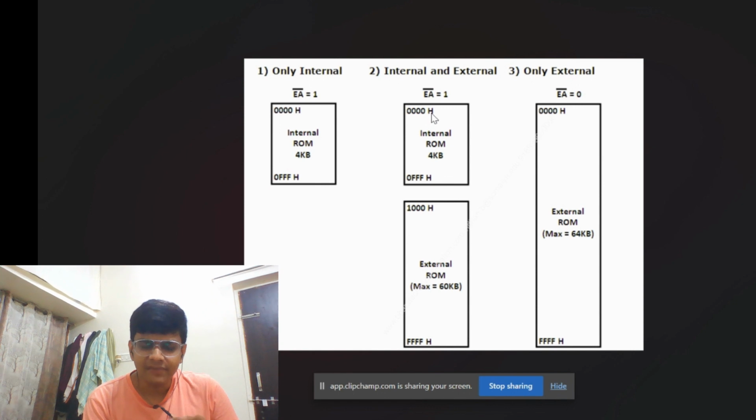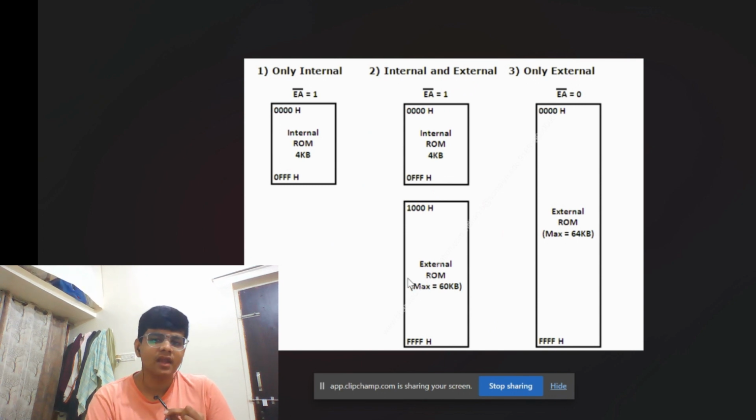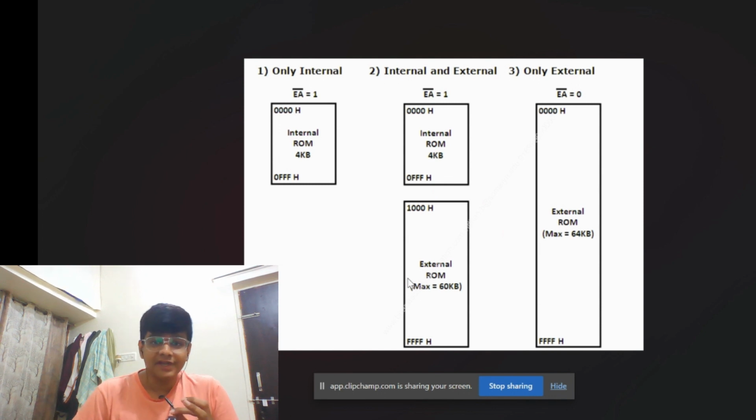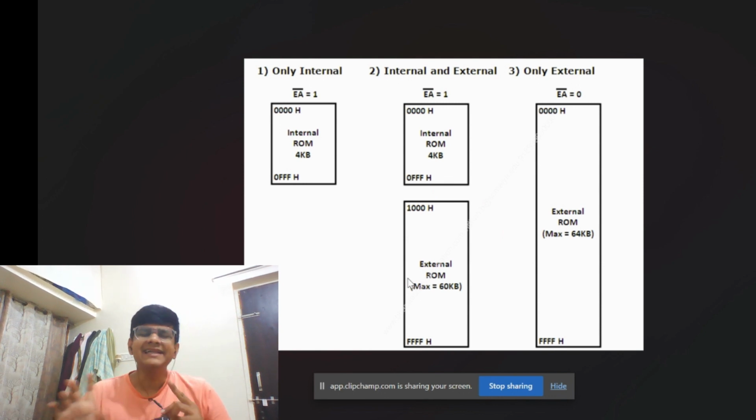Here some of the students get confused. Sir, here EA bar equals 1, then also we are using external ROM. So see, at some point we are self-sufficient with internal ROM, but we are not sure whether in the future we will need more or not. At that time the address space is divided. Whenever the processor has EA bar equals 1, it is clear to it that it has to use internal ROM only.